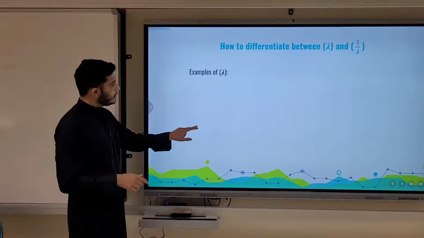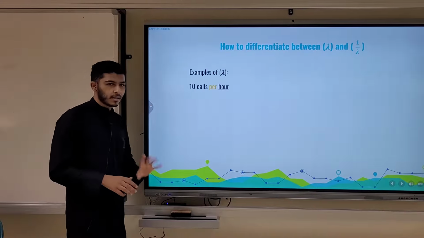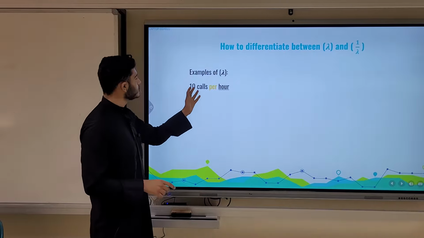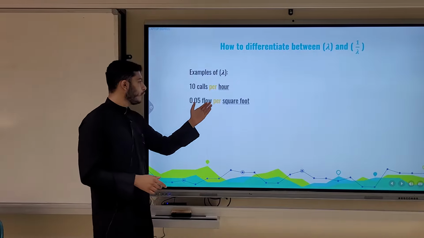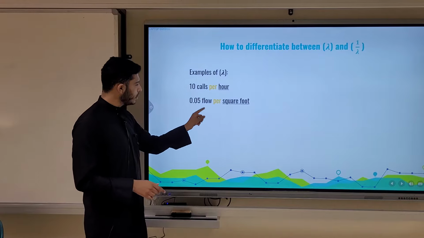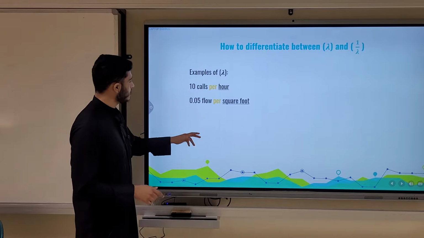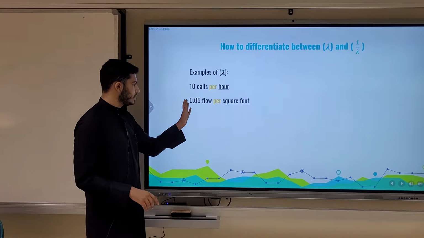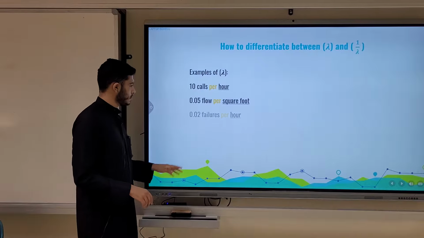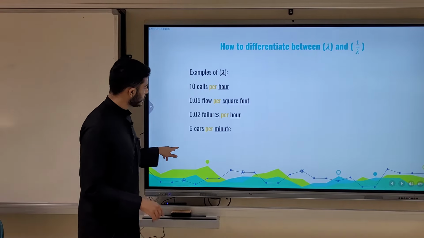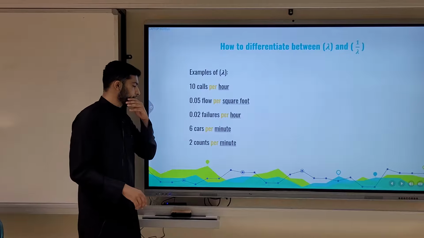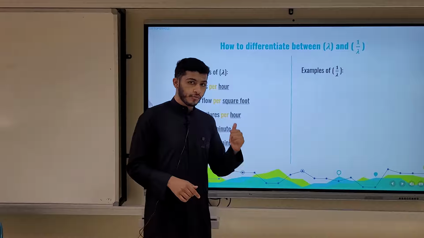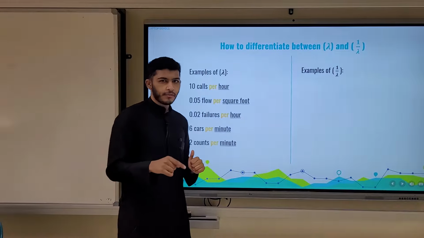So examples of lambda are going to come like this. They come as rate of successes per unit. Here 10 calls per hour. Maybe you have flaws per square foot. It's not flow, it's flaw, or maybe flow, both could be, but you understand it. It's a rate of success per a given unit. So failures per hour and cars per minute. Lastly, counts per minute. Where 1 over lambda is the mean of the exponential.